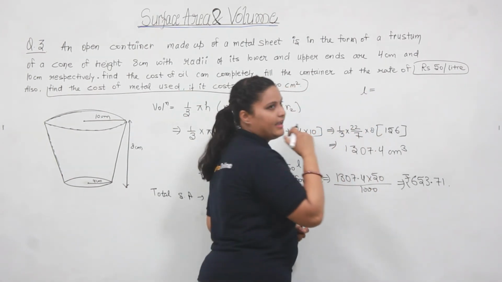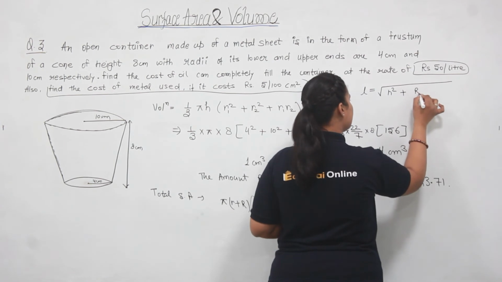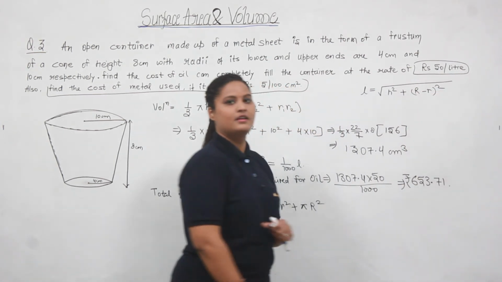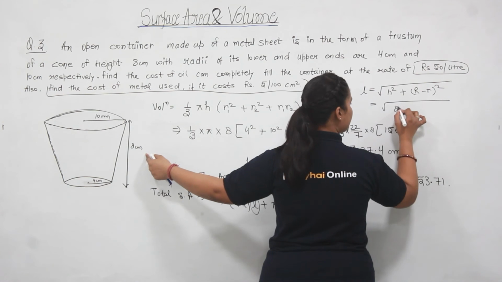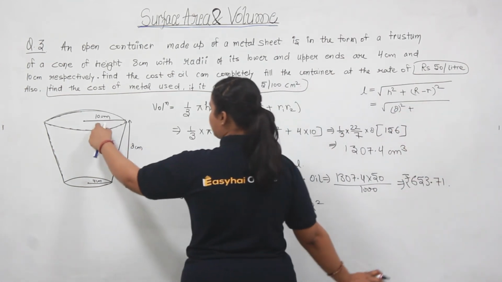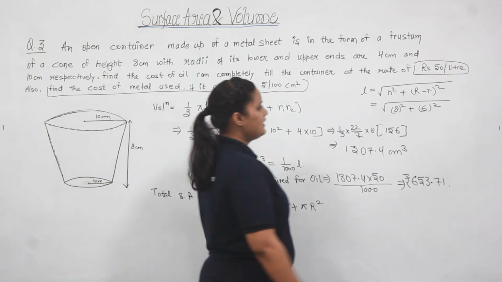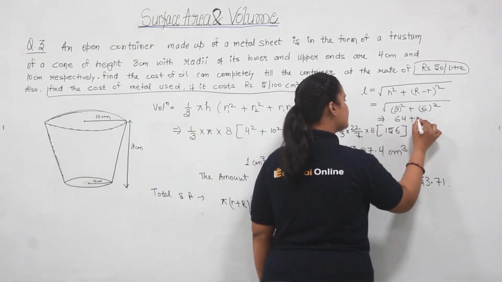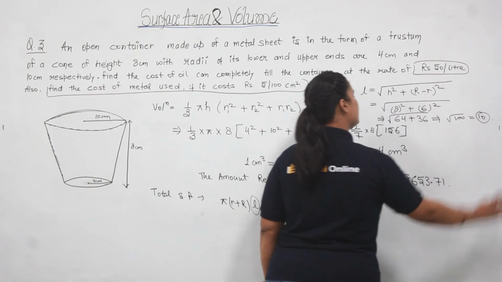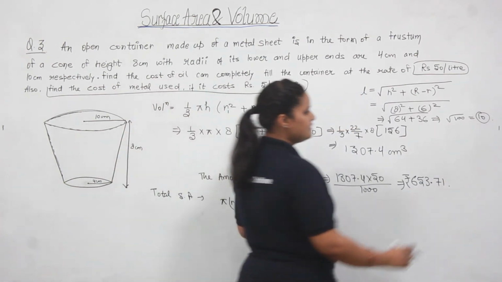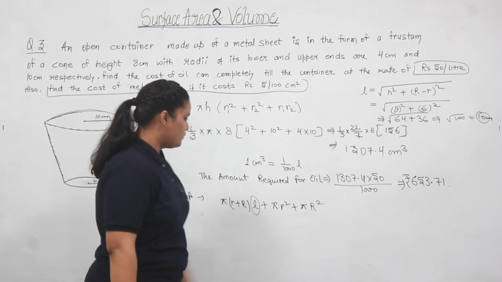And how can we find out L? We just discussed that it is equal to under root h square plus r1 minus r2 whole square. Let's put the value. H is 8, so under root 8 square plus r1 minus r2, means 10 minus 4, which is 6 square. Clear? And 8 square is 64, 6 square is 36. It will be equal to under root 100. It means it is equal to 10. Means the slant height of the frustum will be 10 centimeter. Clear? Any doubt?